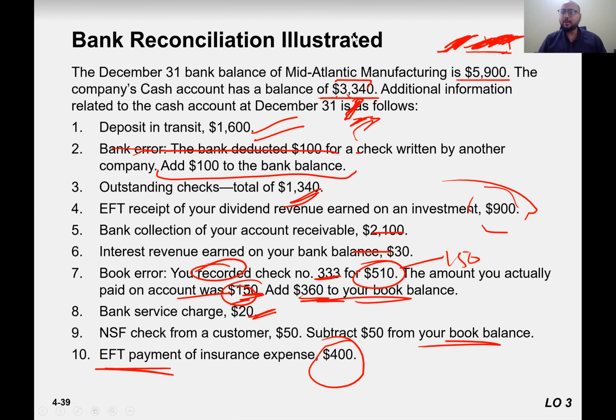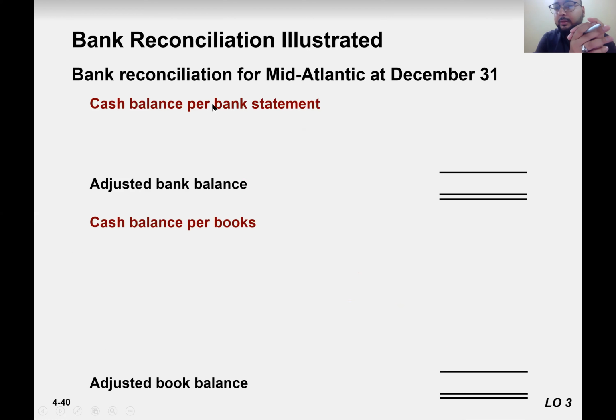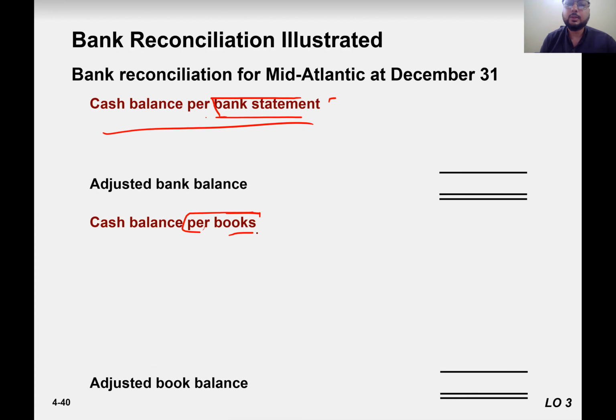So how are we going to make that? Very simple. There are two methods, one is report format and one is account format. Whichever suits you, whichever you like, you do that. So this is the report format. You write down first the cash balance per bank statement, or you can just write bank balance. Or cash balance per book, or your book balance. So the cash balance, we have 5,900, right?